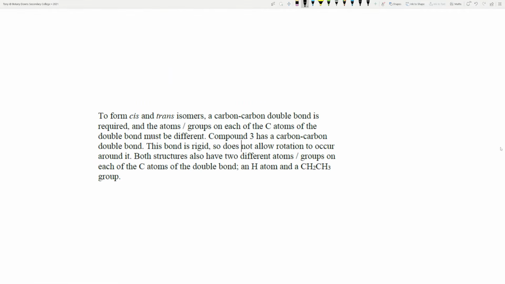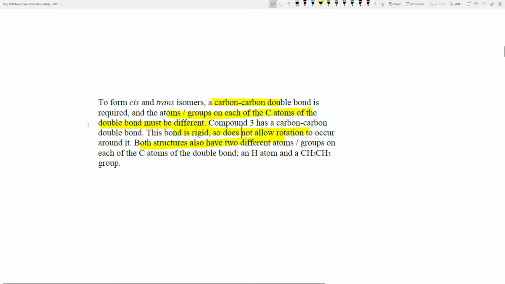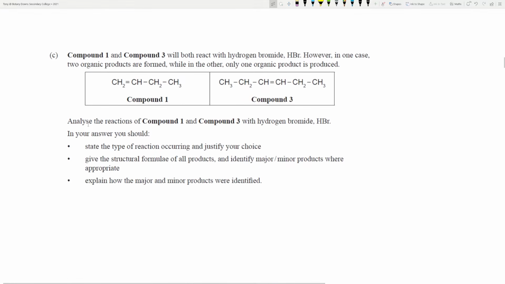Let's have a look at the answers here. You must have a carbon-carbon double bond, which does not allow free rotation. And you must have different groups of atoms bonding to each of the carbons in the double bond. It's very straightforward in that regard. But this is a guaranteed excellence question, so it definitely pays to study cis and trans isomers thoroughly for this section.